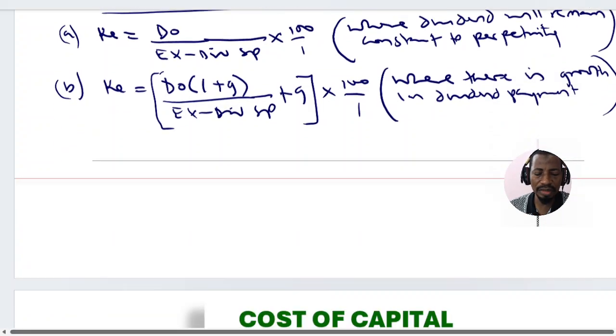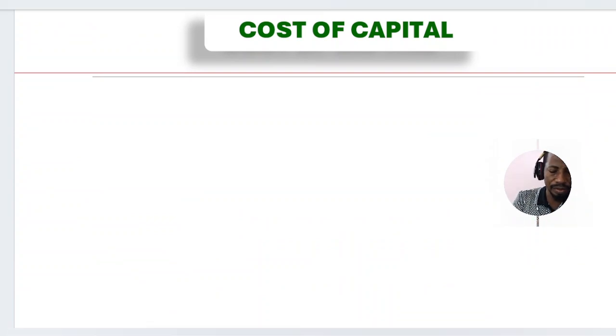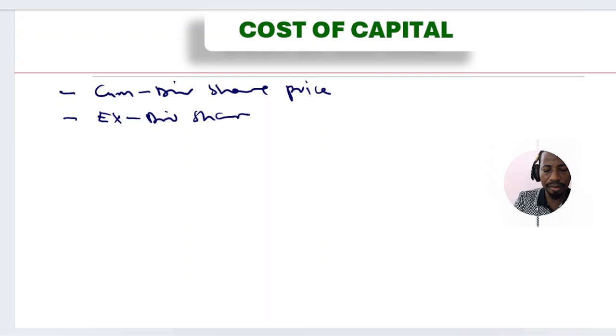So let's explain the concept of cum div and ex-div. Let's talk about cum div share price first, then ex-div share price. The cum div share price is the share price that includes dividend. And like I said, the cum div share price is not used to compute cost of equity. If you are given a share price where the dividend is still outstanding, dividend has not been paid, then you cannot use that share price to compute cost of equity. You must first deduct the dividend from the cum div share price before calculating the cost of equity.